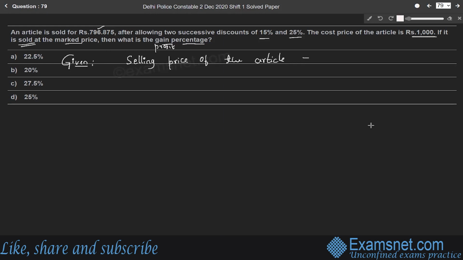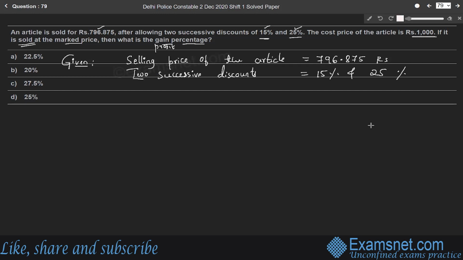Selling price of the article is equal to 796.875 rupees. And two successive discounts are 15% and 25%, right? Two successive discounts is equal to 15% and 25%. That means first 15% of discount was given. On that discount, again 25% of discount was given. So that is the meaning of two successive discounts, right?